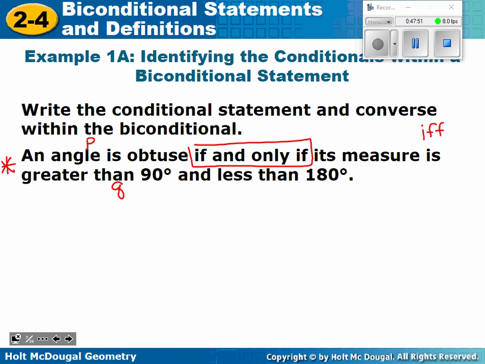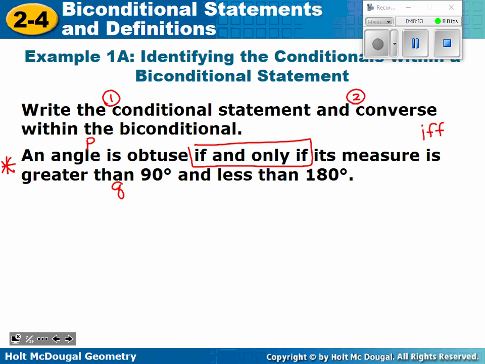You are not writing it that way, okay? You're going to put if and only if. But if you see that, that's what that means. Okay, so this is biconditional. They want you to write the conditional, and then they want you to write the converse. So the conditional says if P, then Q. The converse says if Q, then P.